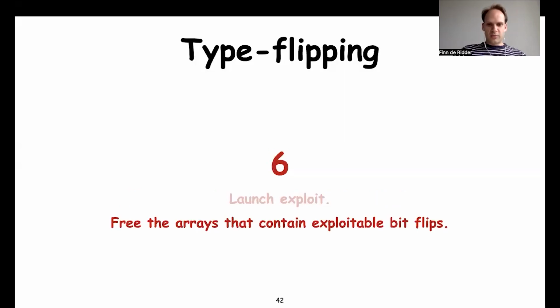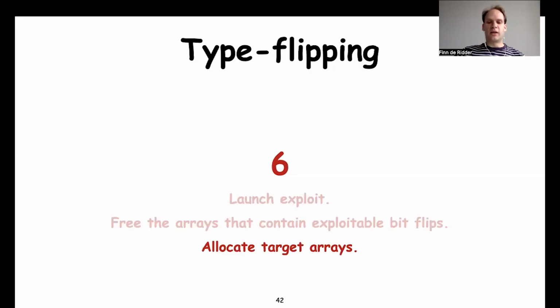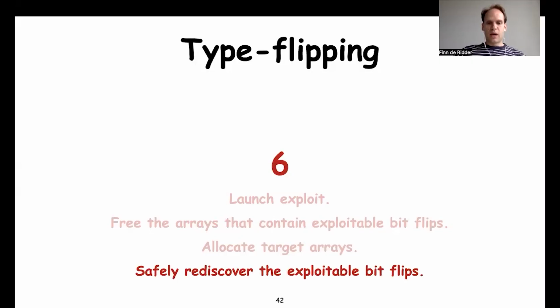Now it's time to launch the exploit, which means that we release the arrays that we have been hammering on, right? Because this is attacker-owned memory. It's not so interesting to trigger a bit flip in your own memory. So we free these arrays, and then we immediately allocate so-called target arrays. These are the arrays that we want to land our bit flip in. So now the bit flip ideally moves from our array to the target array. And we found that this step has a success rate of about 80%. So this usually works, but it does not always work. And then we hammer again to find out where in the target arrays the exploitable bit flips are.